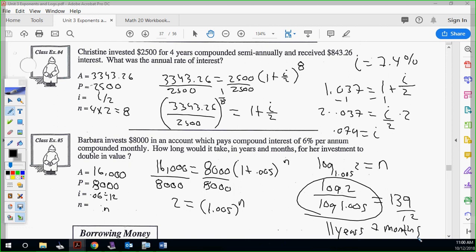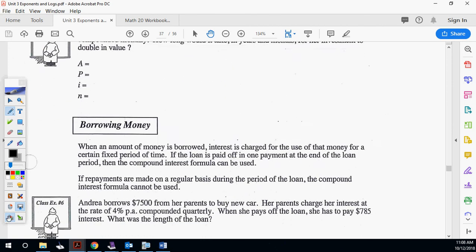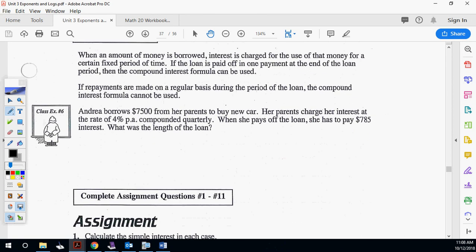All right, one last one here. Borrowing money. When an amount of money is borrowed, it's charged interest for a certain fixed period of time. If the loan is paid off in one payment at the end of the loan, then the compound interest formula can be used. If repayments are made on a regular basis during the period of the loan, compound interest cannot be used.